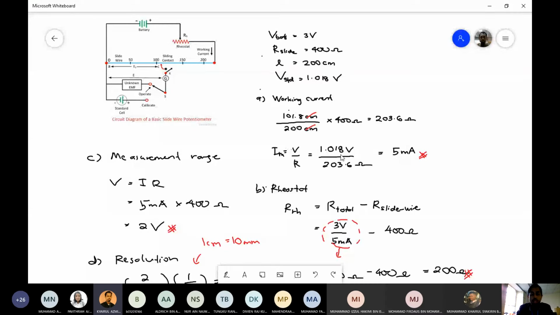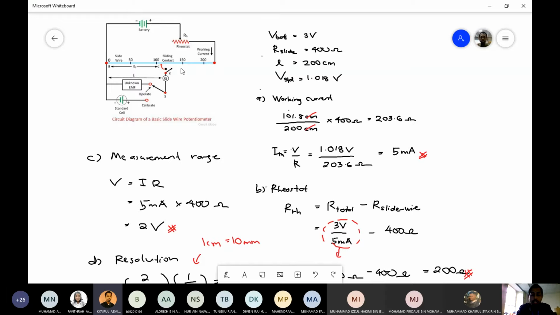Using Ohm's law, we divide the voltage from the standard cell with the resistance to get a value of 5 milliamps. So if you can imagine, the position of the switch at this point, it is at calibrate, not at operate. So the switch is positioned at calibrate. We get a value of 1.018 volts here. And we divide by 203.6 ohms, which is the resistance at point 101.8 centimeters, somewhere around here. So the position is there. So voltage divided by resistance, we get the current as 5 milliamps.